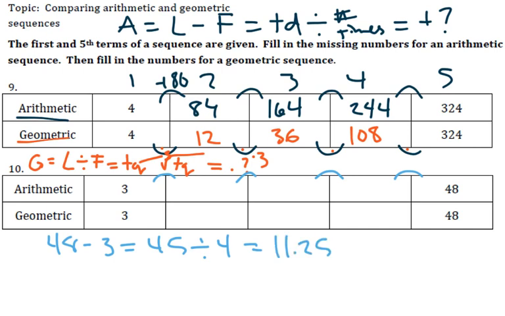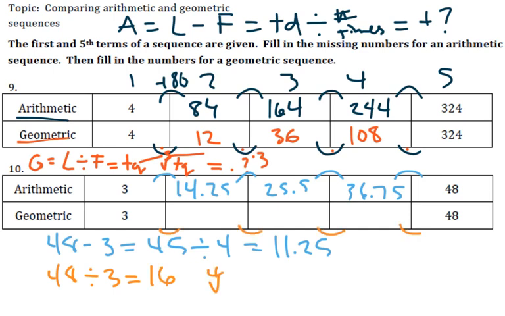So 3 plus 11.25 would give us 14.25, plus 11.25 is 25.5, then 36.75, and last 48. Okay, now let's do the other one. 48 geometric divided by 3. So just some good practice. Gives us 16. Then we've got 1, 2, 3, 4.